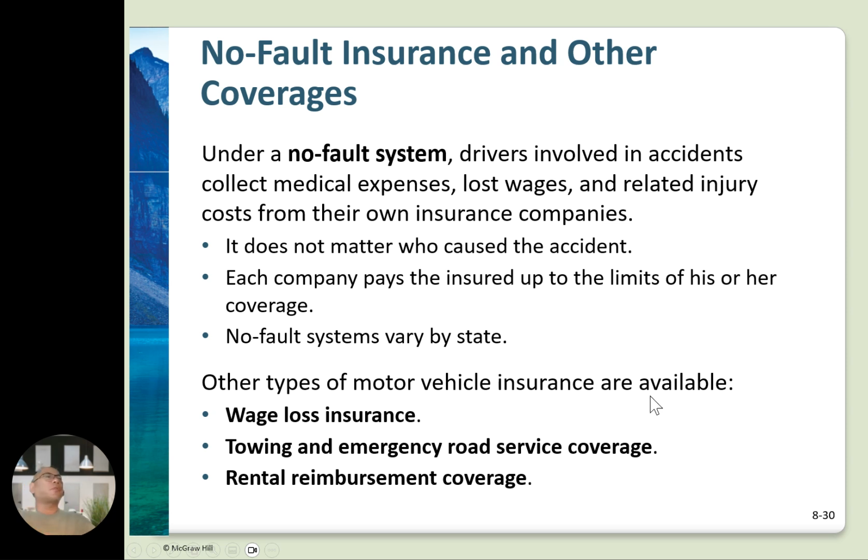Other types of motor insurance are available, such as wage loss insurance, towing and emergency road service coverage, and rental reimbursement coverage. So if you are in an accident, you have to make sure you have towing as well as rental reimbursement coverage. Remember, it's very expensive to tow a car. It costs you maybe $800. Rental is the same story. Okay?